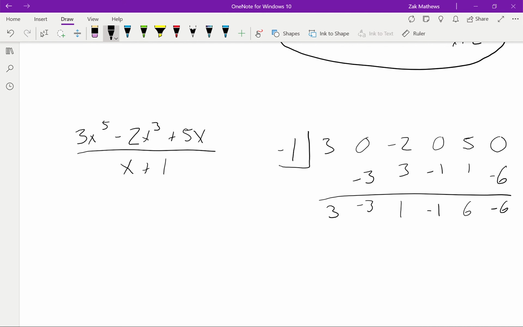See how quickly that all took place? That is the benefit to synthetic division. It becomes that quick. And now we just got to put the variables back on it. 3x to the fourth minus 3x cubed plus x squared minus x plus 6, minus 6 over x plus 1. And there is our answer.